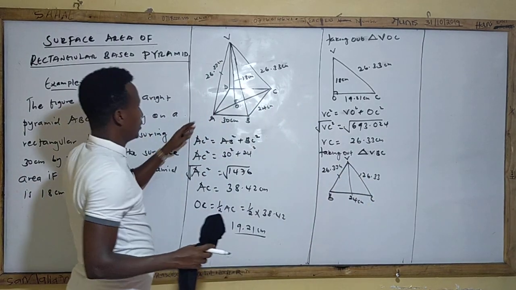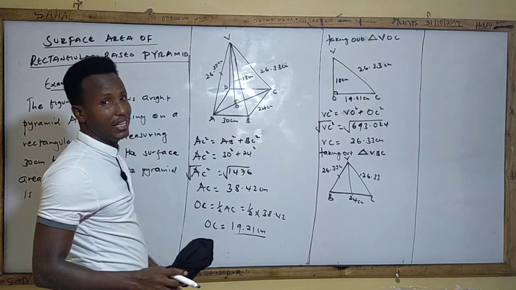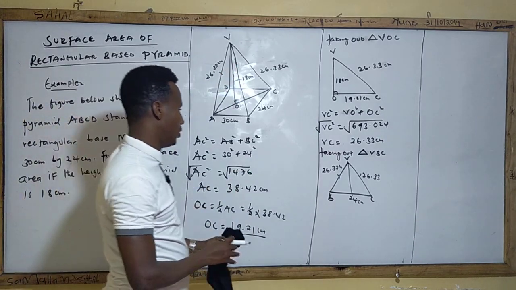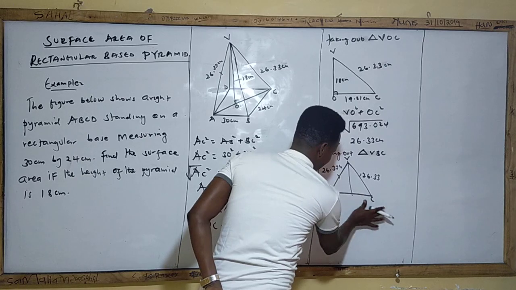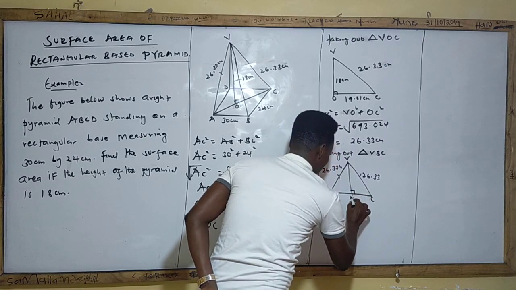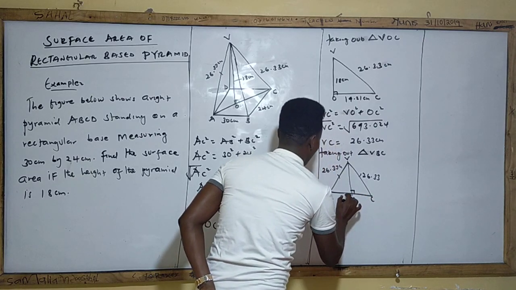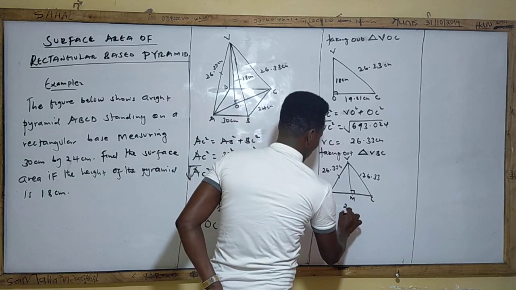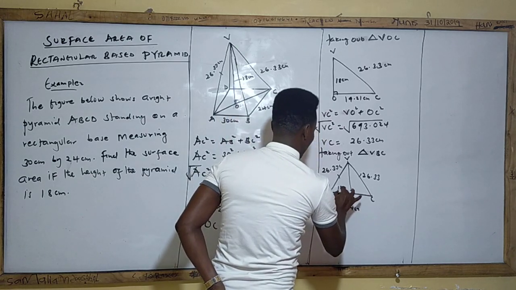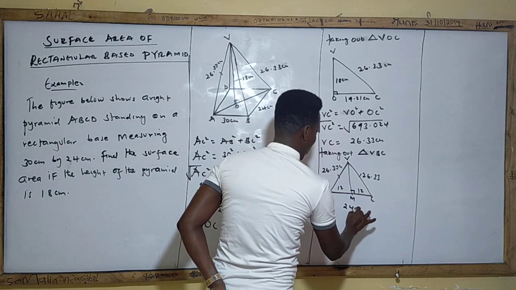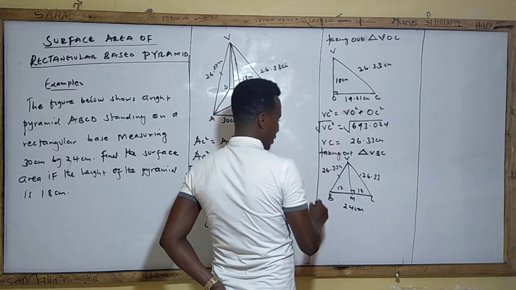The problem with this question is we don't have the slant height. First we are going to get the slant height. After that is when we are going to get the true height. So this is M, yeah? Don't forget, this is our M, and this is 26.33. The base was 24, divided by 2, this is 12. This is also 12. So let me get VM.